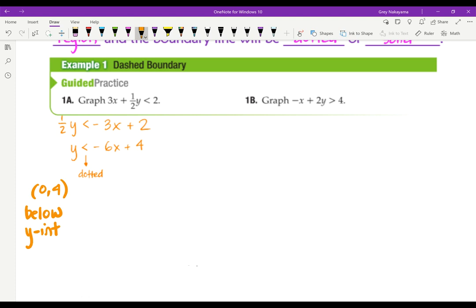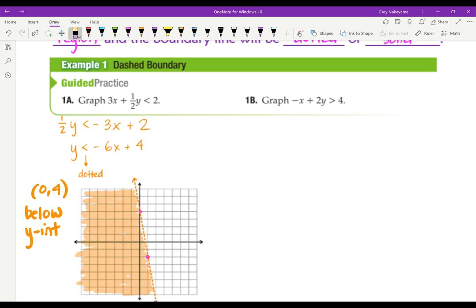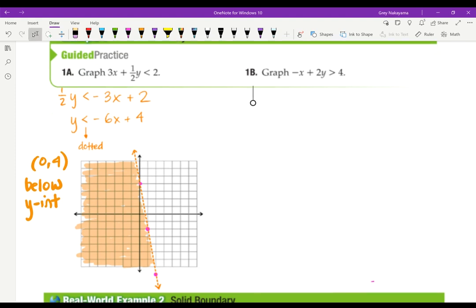Okay, but this is a very easy way if you can get y on the left side by itself. You can follow the symbol. That says less than, so that means I'm going to go below the y-intercept. So when you look at my line, it's going to be dotted. I'm going to have my y-intercept of 0, 4. Of course, my slope is negative 6. And then I'm going to shade below the y-intercept. So that is what my graph looks like.